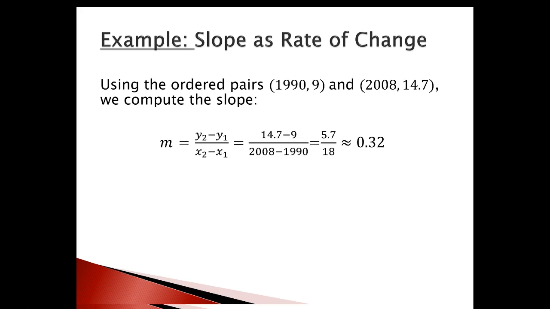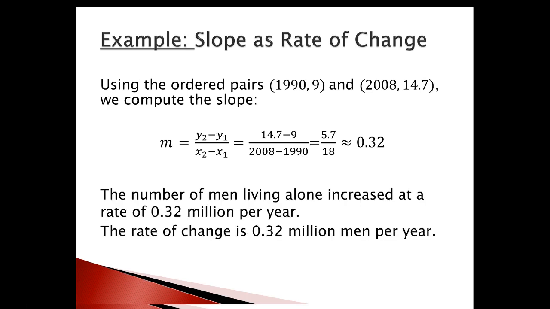We know that if we have two ordered pairs related with a linear function, or two points on a line, we can define the slope of that line. That's equal to the change of y coordinates over the change of x coordinates. The change of y coordinates is the difference between these two values, and the change of x coordinates is the difference between these two values. So the slope will be 0.32. And finally we can define the rate of change as 0.32 million men per year.